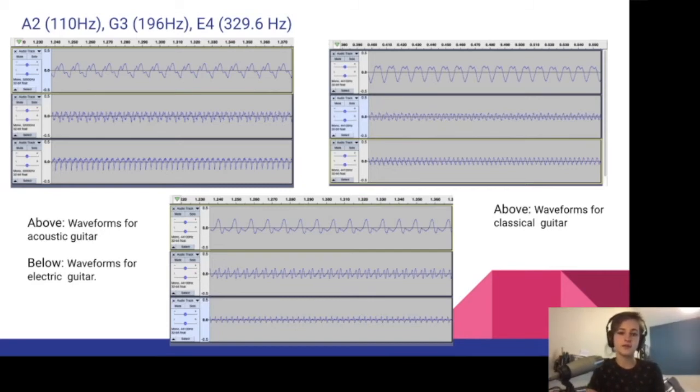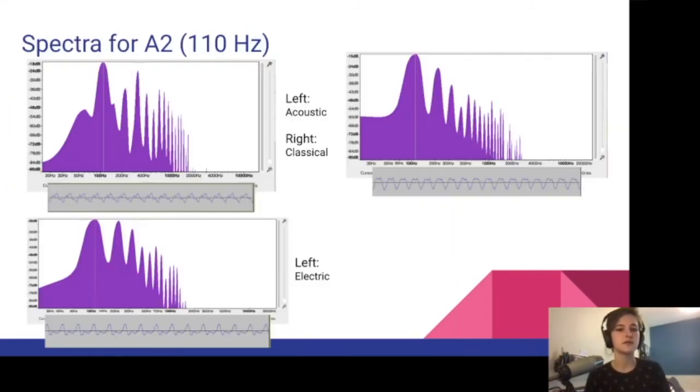Comparing the A notes, the G notes, and the E notes. So when we take the spectra of each of these, we'll start with the A. Basically, this is breaking down those waveforms into each of the perfect sinusoidal waves, which are going to be the overtones of the fundamental frequency. So you can see that the first large peak is the A at 110 hertz.